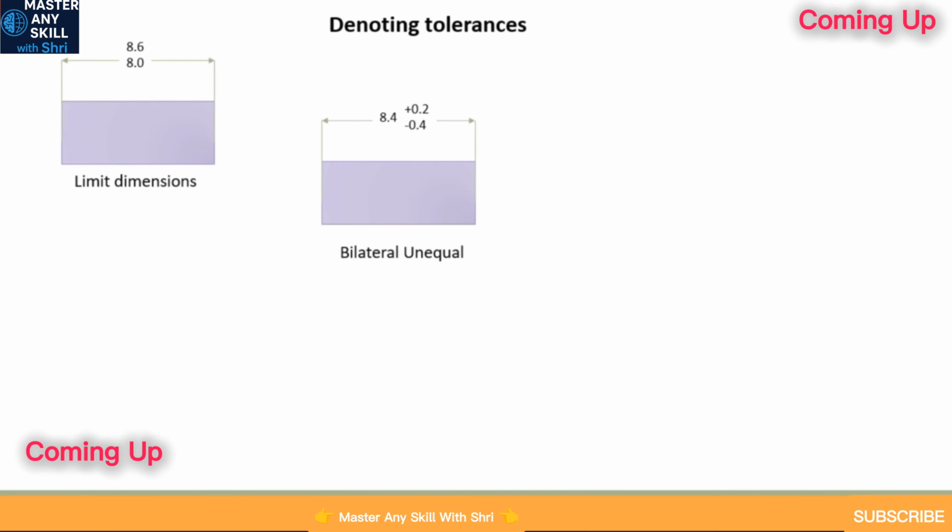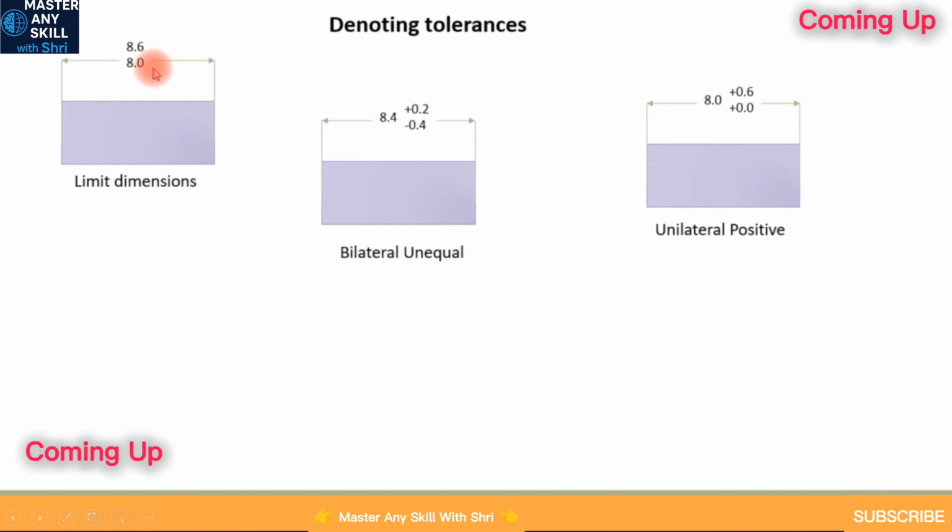To give the tolerance for the upper limit and lower limit. In this case, it is bilateral unequal, that is unequal tolerance on the upper side and tolerance on the lower side, plus 0.2 and minus 0.4. If we are finding the upper and lower limits using these, we will get the same limits as over here. 8.4 plus 0.2 is 8.6, 8.4 minus 0.4 is 8.0.